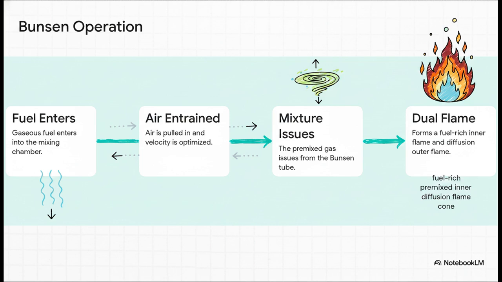Third, this ideal mixture flows out from the top of the tube. But step 4 is the real secret. What looks like a single flame is actually a dual flame. There's an inner, fuel-rich premixed flame cone, and then an outer, luminous diffusion flame. That outer layer is where byproducts like carbon monoxide and hydrogen encounter the ambient room air to finally finish burning.